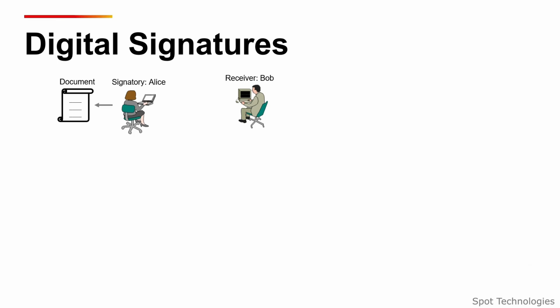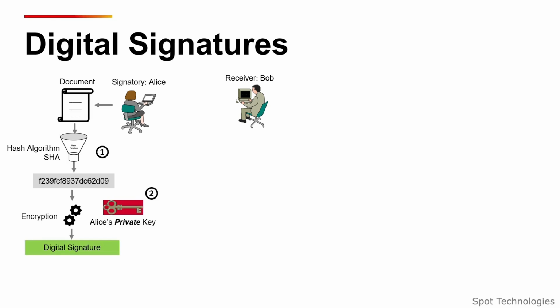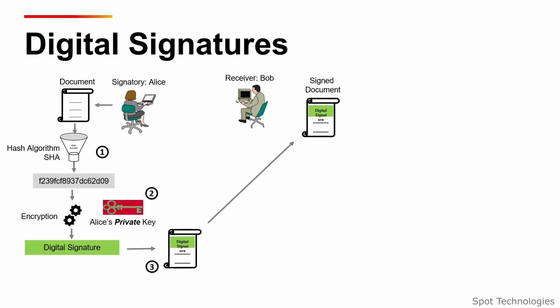Once again, Alice is writing some type of document. She runs it through a hash algorithm to get her message digest. Then Alice encrypts that message digest with her private key. The encrypted hash is known as a digital signature, and it's appended to the document that's sent to Bob.